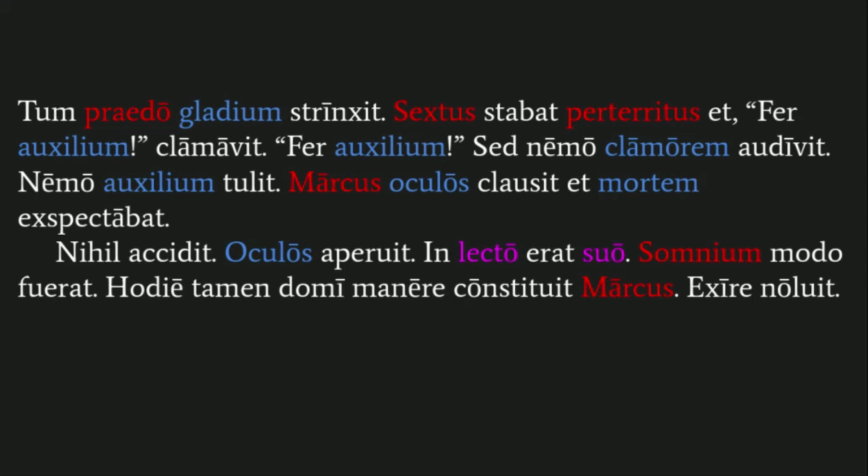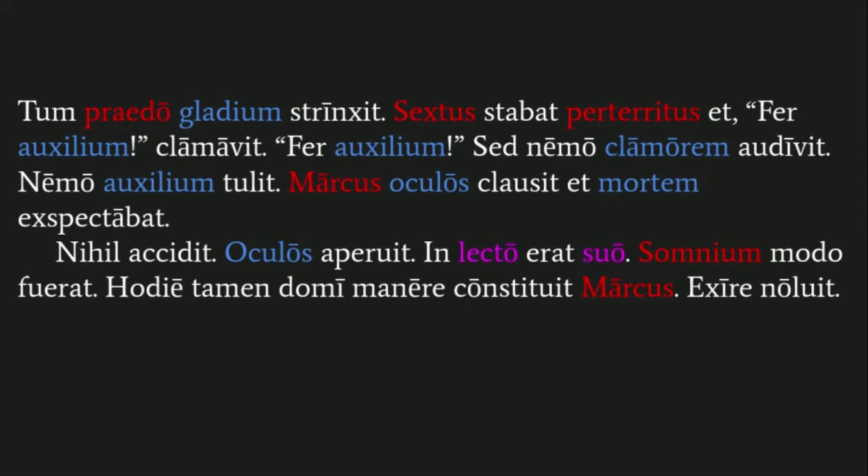Sextus stabat perterritus et fer auxilium clamavit. So Sextus was standing, stabat, terrified, perterritus, frightened. And he shouted, clamavit, fer auxilium. Fer is the singular positive imperative. It means bring, right? It's from ferre. So he says, bring help, fer auxilium, fer auxilium. Sed nemo clamorem audivit, but nobody heard, audivit, the shout, clamorem.